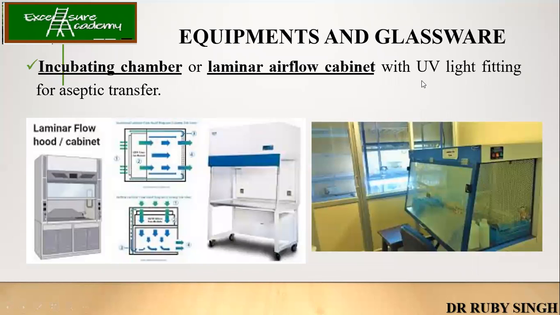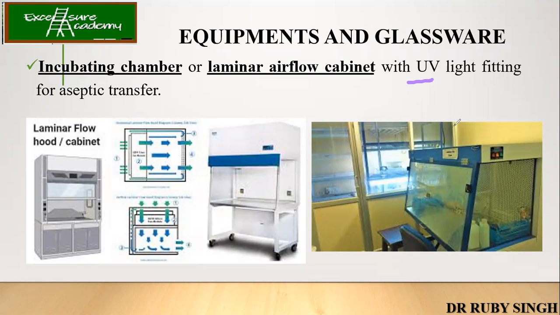Now, equipments and the glassware. What kind of equipments and glasswares are required? Of course, the incubating chamber or the laminar airflow cabinet, which has the UV light. All these are required for the aseptic transfer, because first of all, we are taking the disease-free part from the plant, and after that, we need to maintain aseptic conditions, for which we need the laminar airflow cabinet and the UV light.